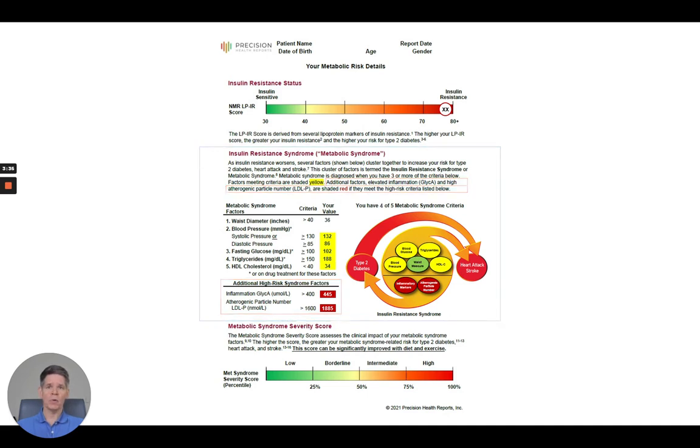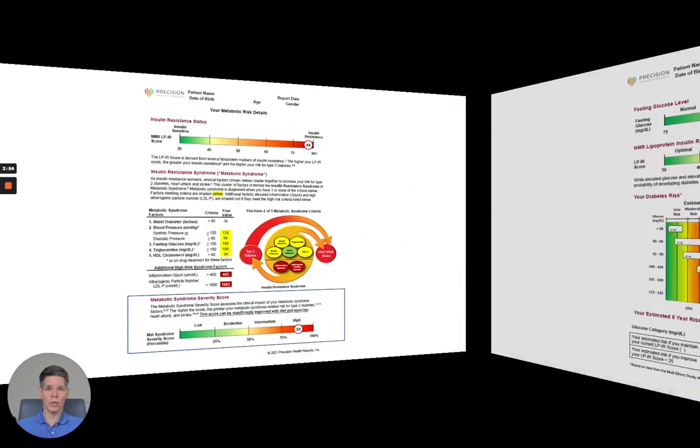We can do better though. We can ask the question, what does this actually mean as a number? And what you see at the bottom is the Metabolic Syndrome Severity Score, a number between 1 and 100. The lower the number, the lower the risk associated with diabetes, heart attack, and stroke from your metabolic syndrome numbers. And as you move to the right, red is higher risk. So you see how this is oriented.